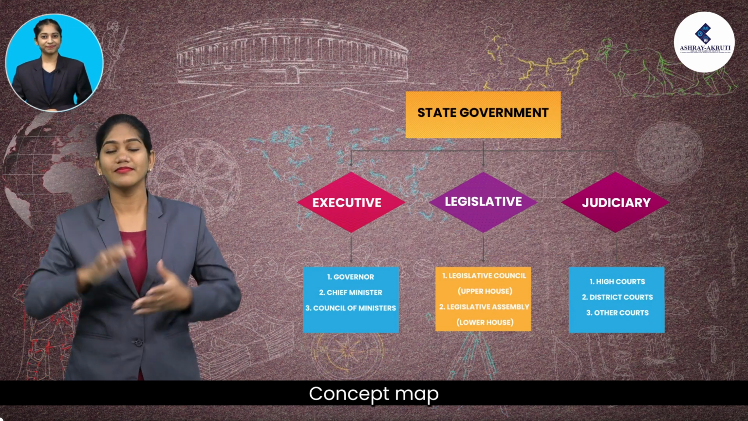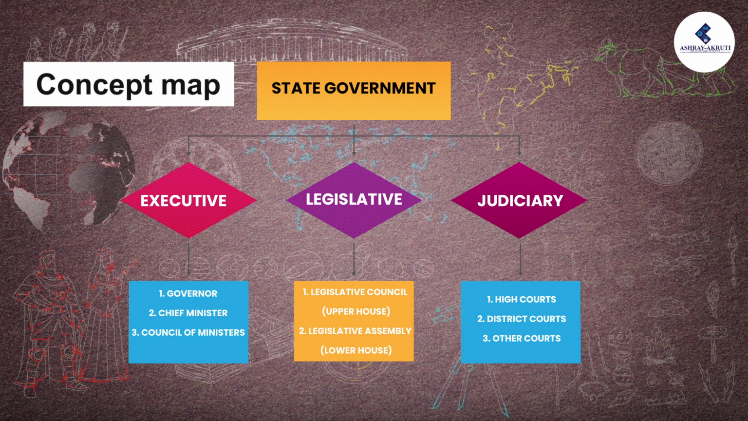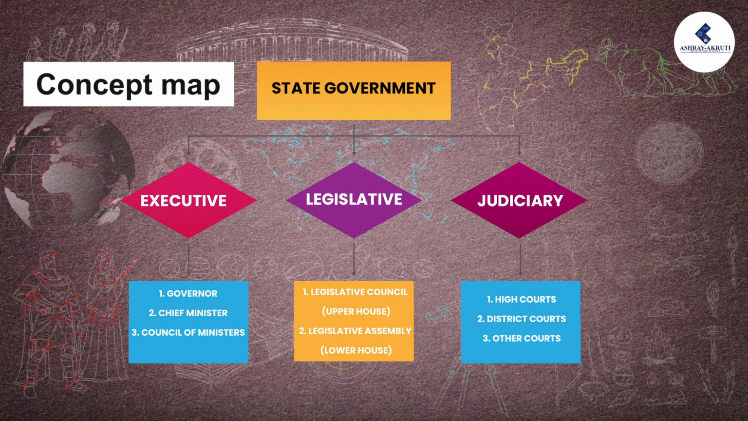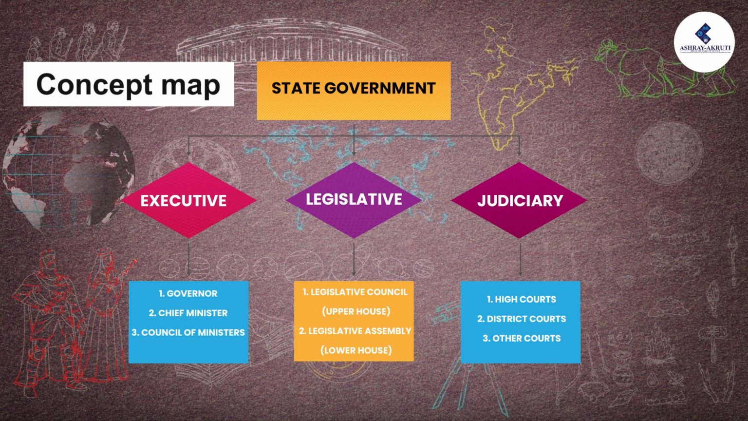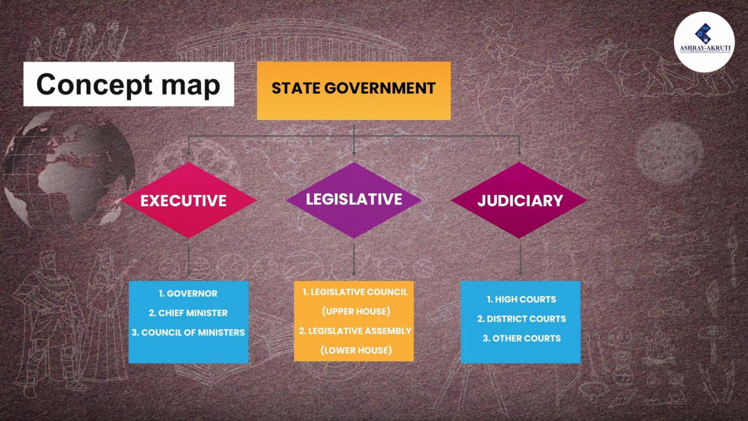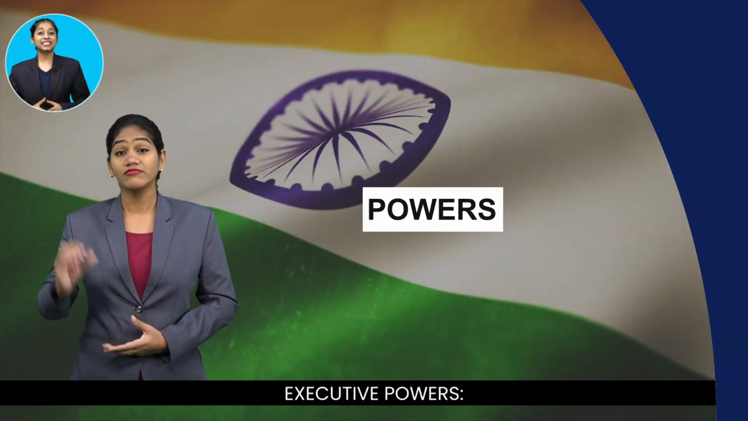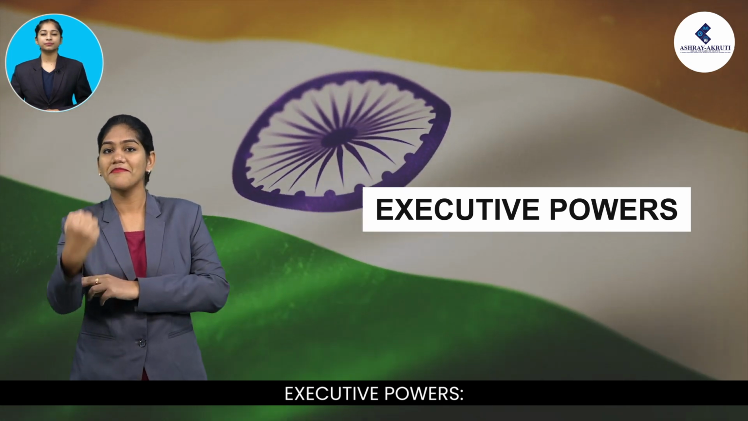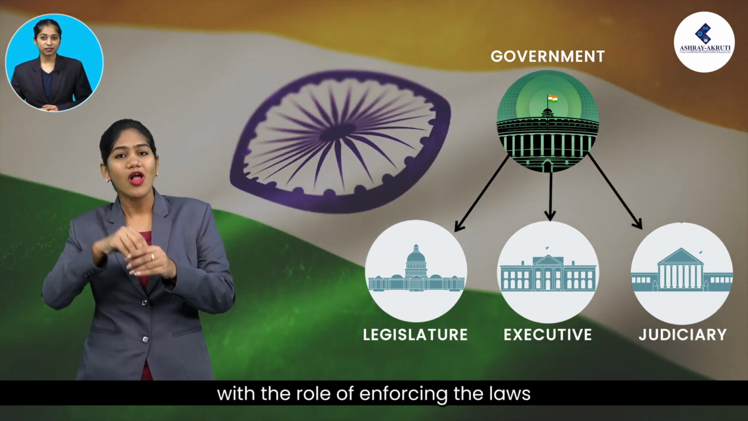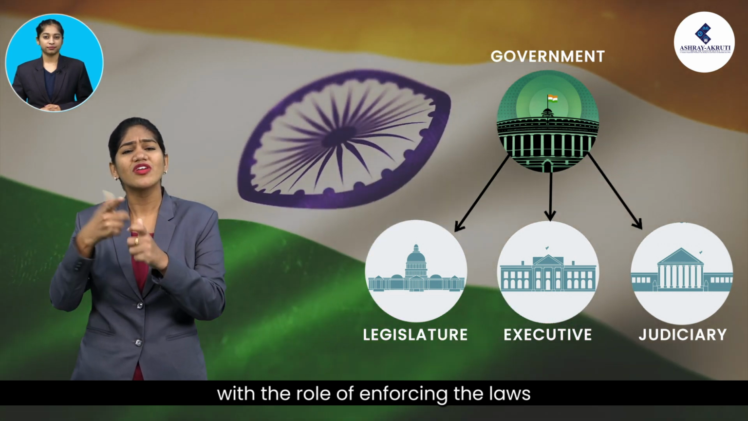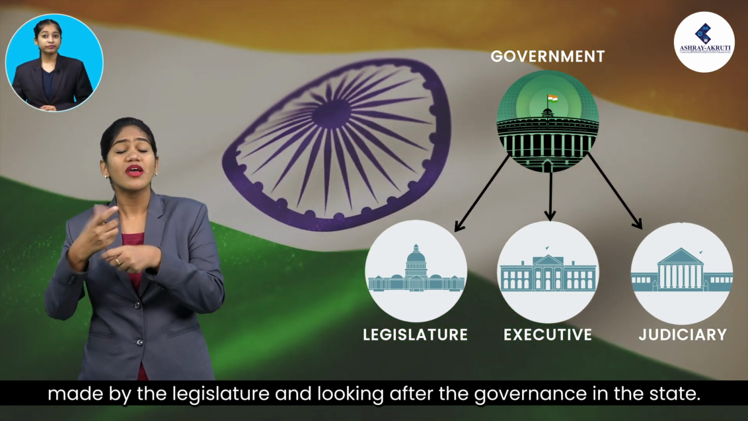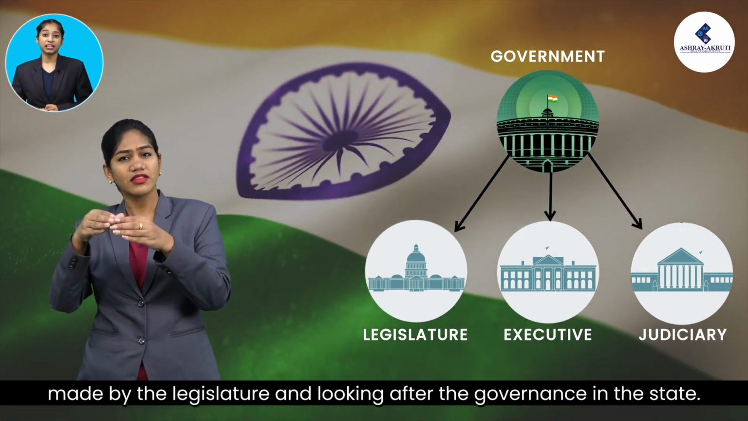Concept map. Executive powers. The state executive is envisaged with the role of enforcing the laws made by the legislature and looking after the governance in the state.